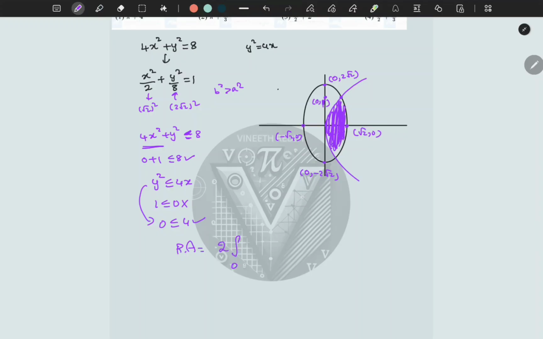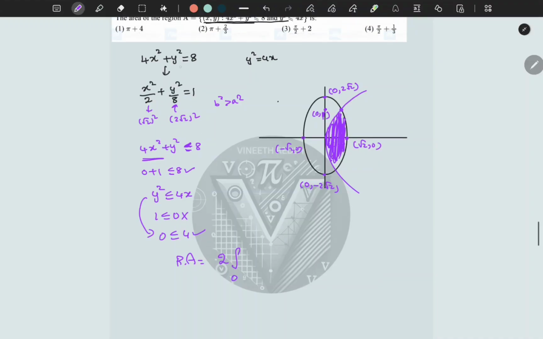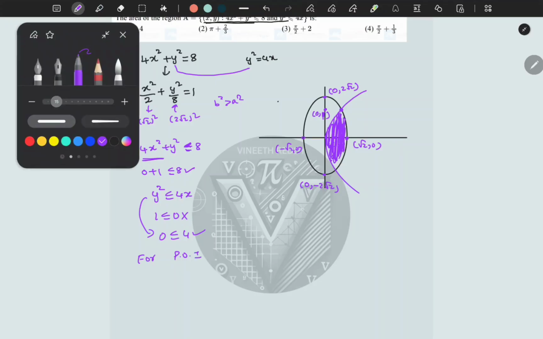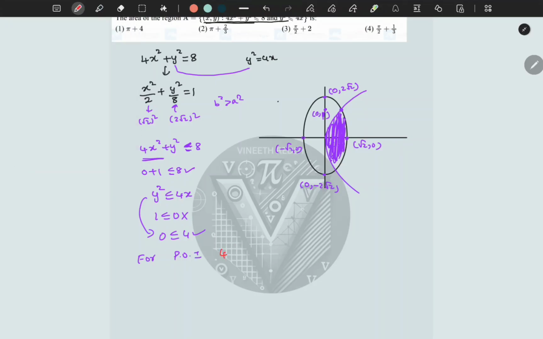Now 0 to, we need to find the point of intersection now, because to the left of that point of intersection we have one curve, and to the right of that point of intersection we have another curve. So for the point of intersection, what do we do? We will simply equate y square with 4x in both curves. So we get 4x square. Let me write it separately. For the point of intersection, we can write 4x square plus, instead of y square we can write 4x, right? We can equate these two.